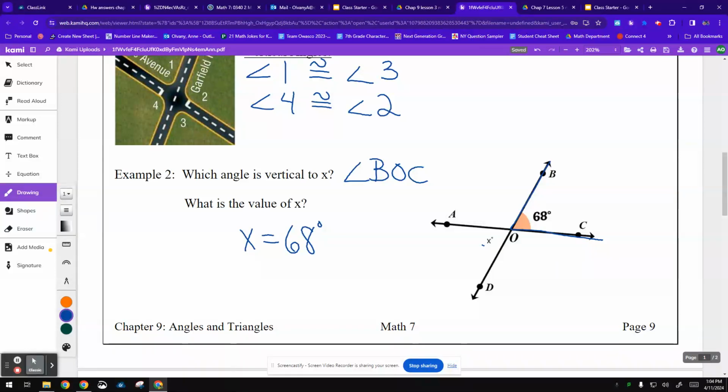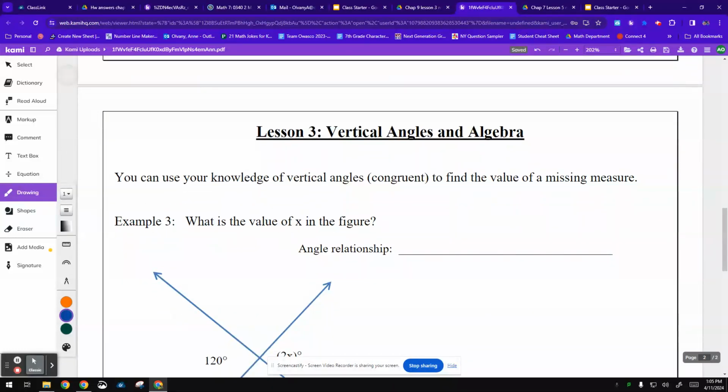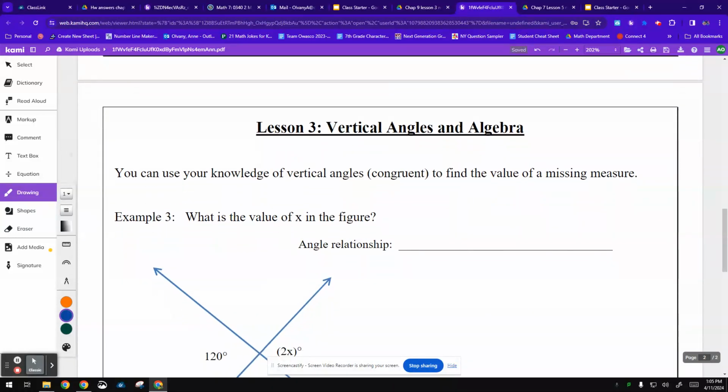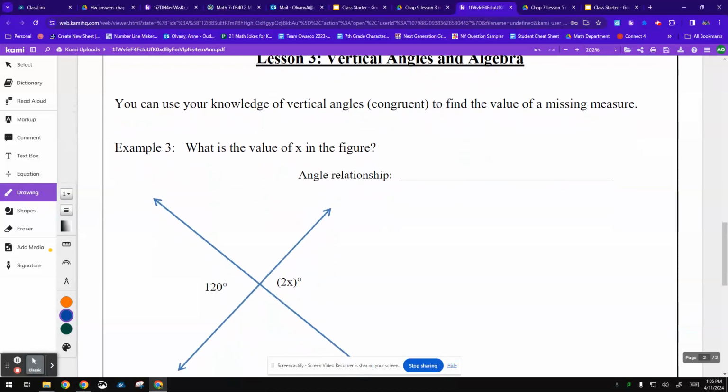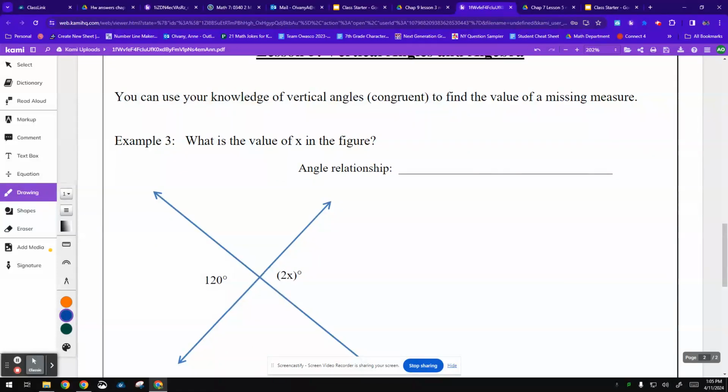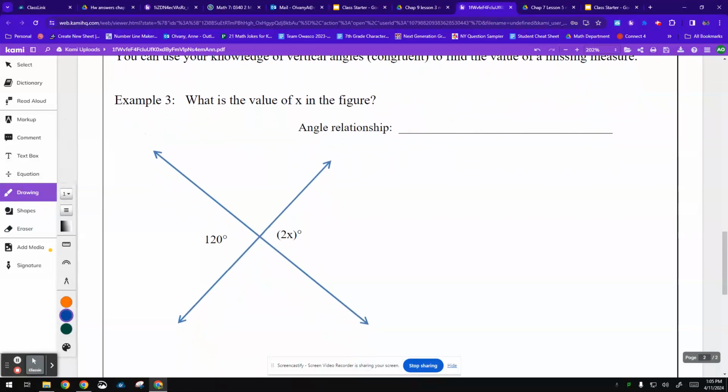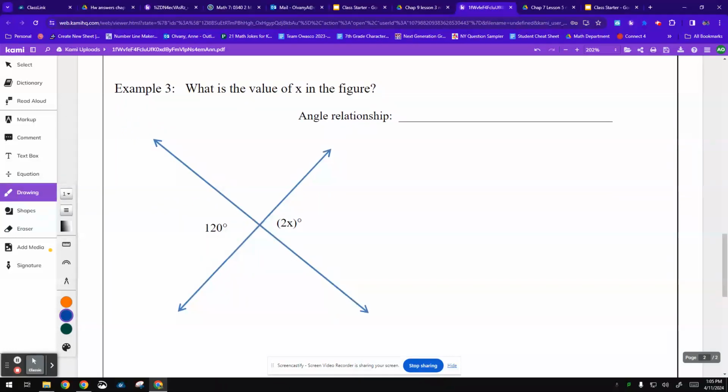Okay. We're on lesson 3, right? Yeah. Okay. Now, you can use your knowledge that vertical angles are congruent to find missing measures. The question is, what is the value of X in the figure? So before we can start figuring, we need to identify what angle relationship they have. Carolina, these 2 angles that are labeled are what kind of angles?